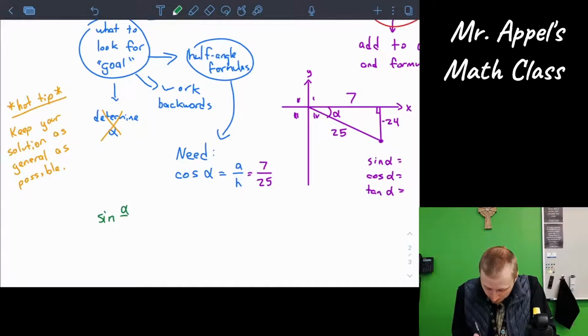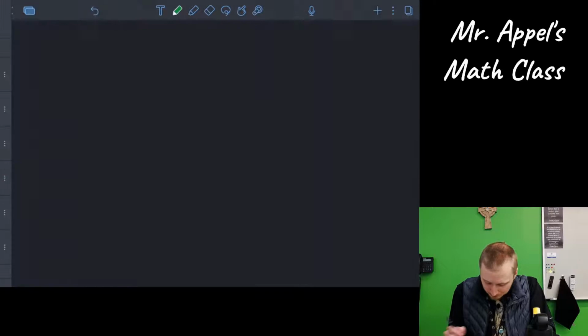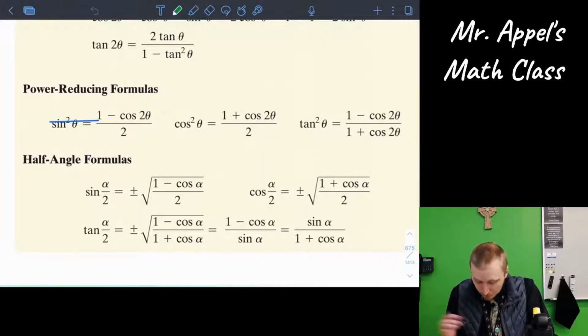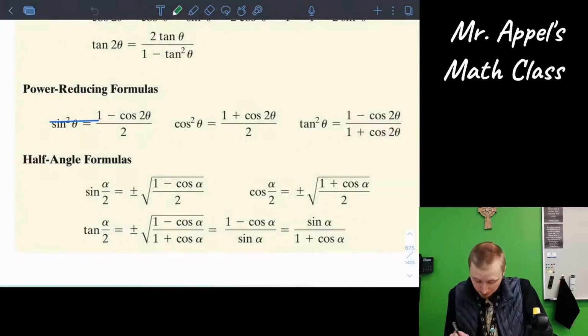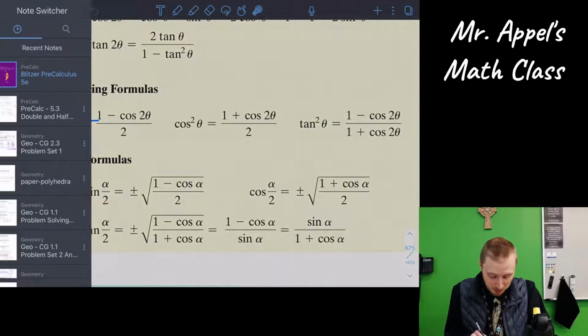Sine of alpha over 2 is plus or minus the square root of... I've seen it enough times, it's coming to me. 1 minus cosine alpha over 2. Okay, and then what's the other one? Cosine is 1 plus cosine alpha over 2. Okay, that's good. They're related.